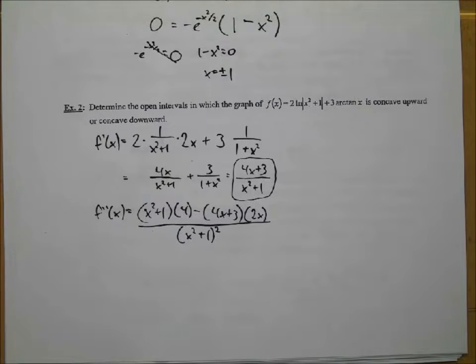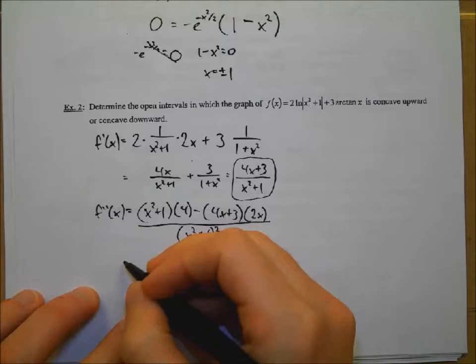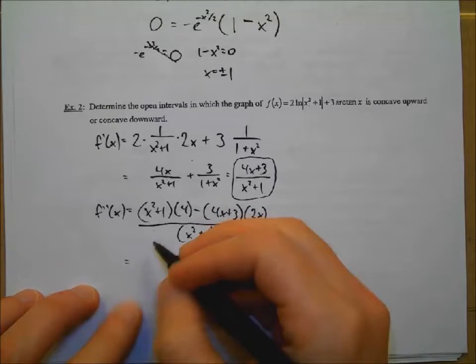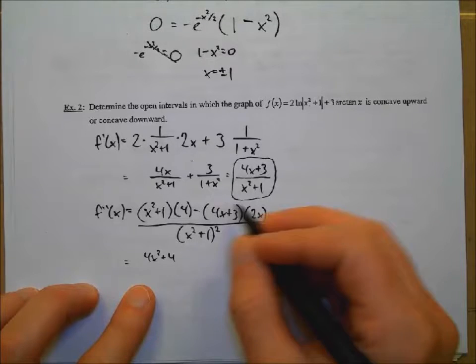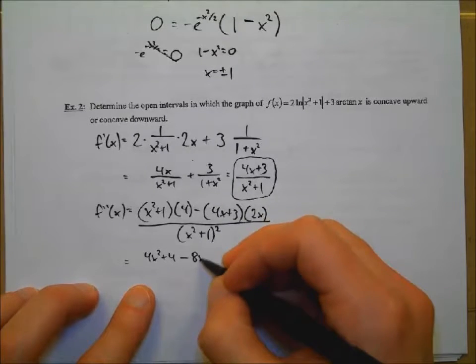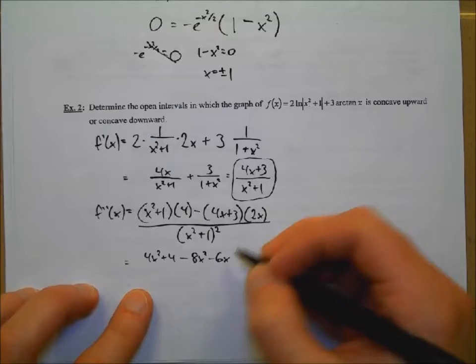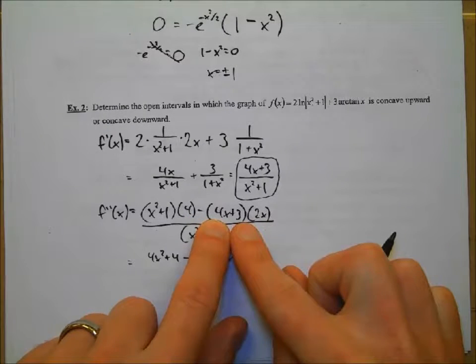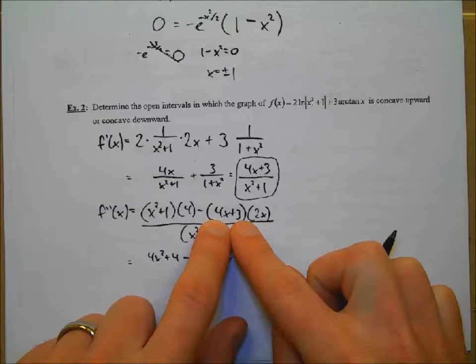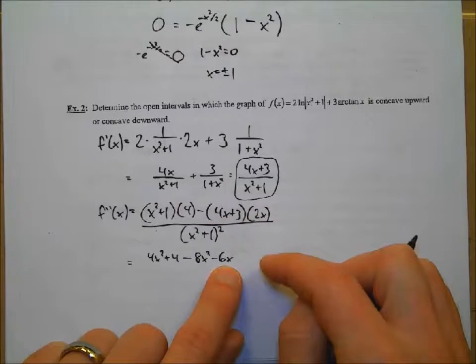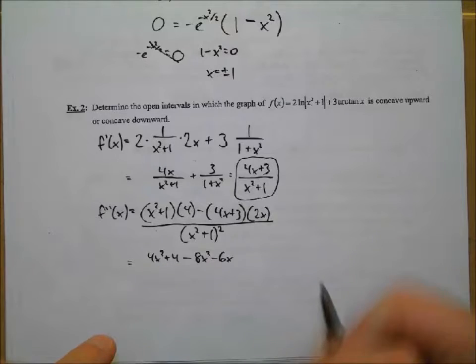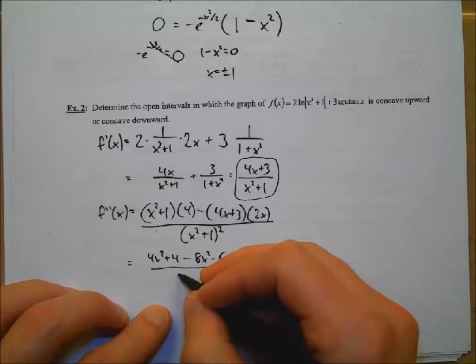And of course, we can simplify this sum, and we probably should simplify it some. So let's see here. We'll end up with 4x squared plus 4. And then it'll be minus 8x squared minus 6x. Remember, the minus sign distributes over the addition. So it'll be minus 8x squared, and then minus 3 times 2x is minus 6x there. Okay, all over the x squared plus 1 squared.